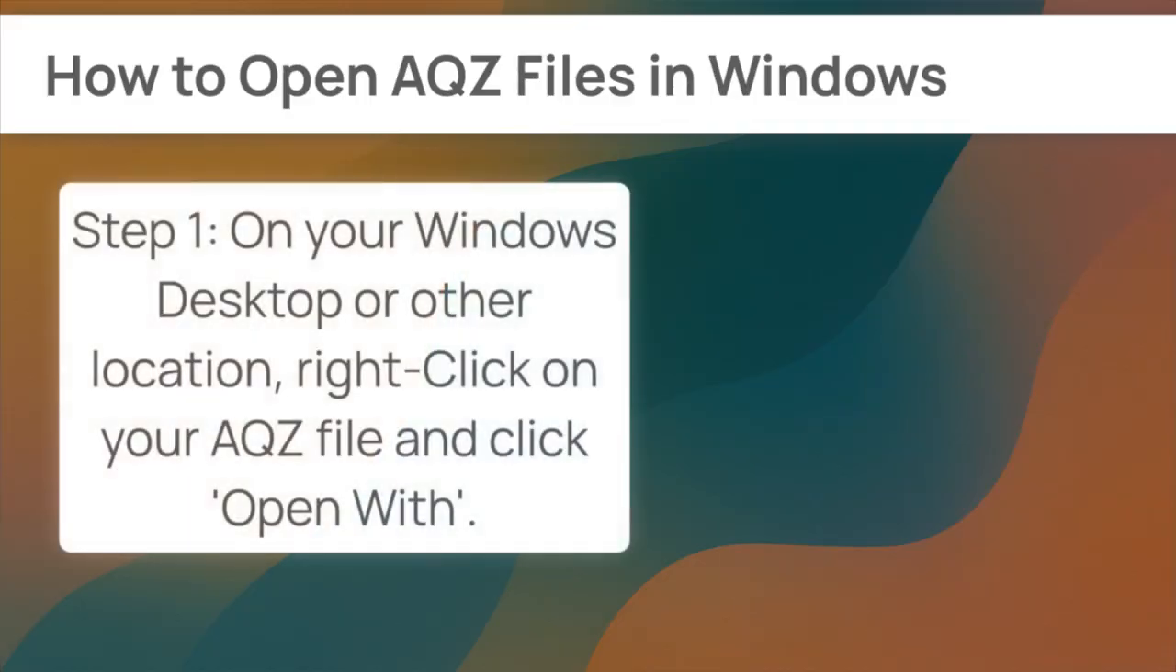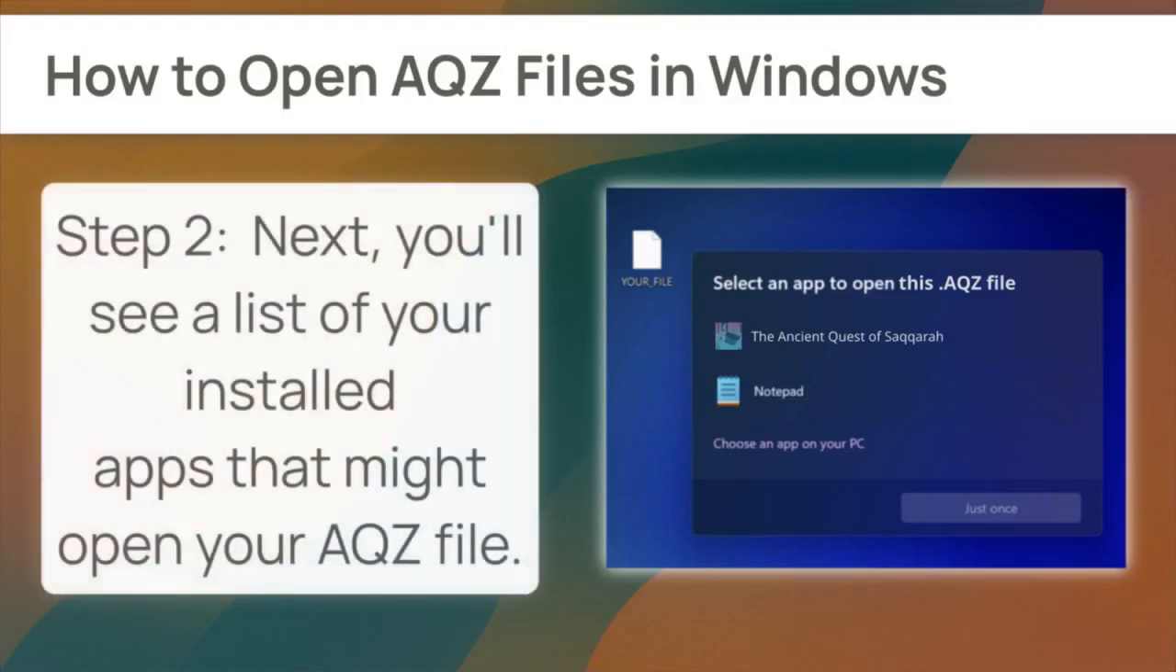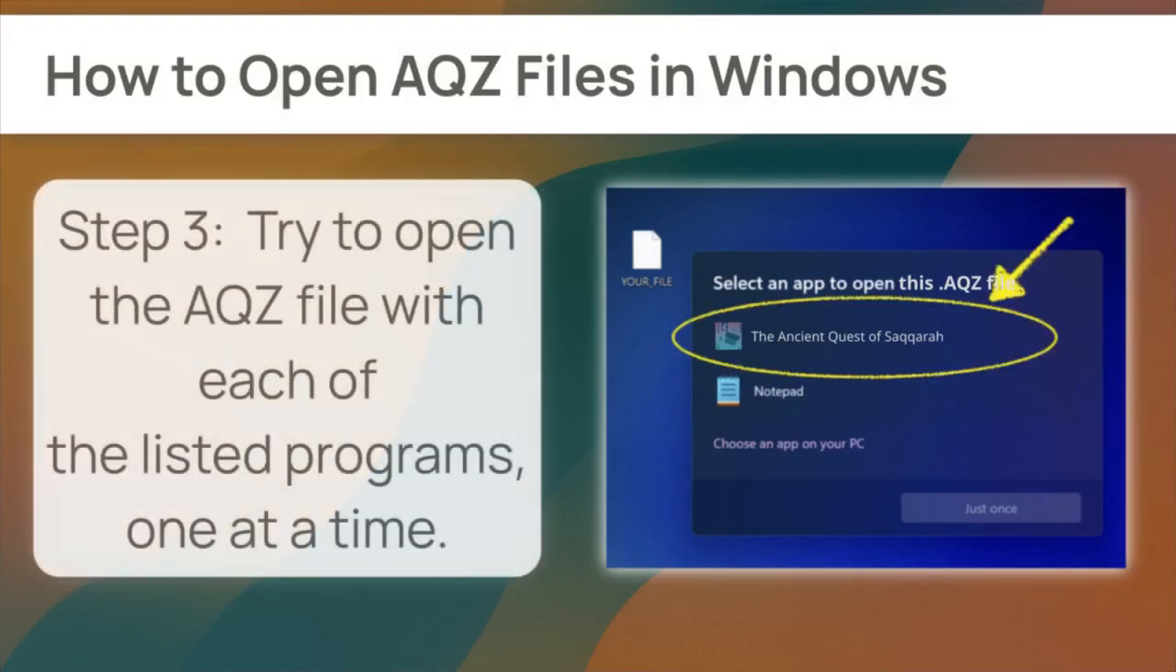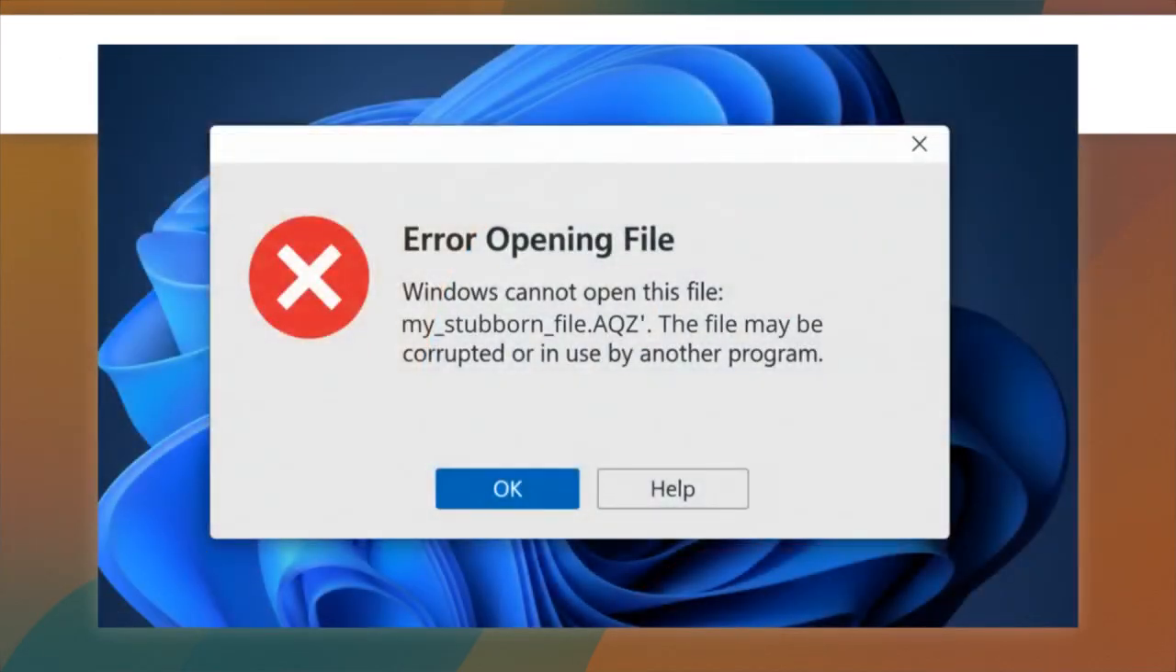The very first step is to check which program successfully reads the file's header. Right-click the AQZ file and click Open with, then test the Ancient Quest of Saqqarah if present. If it is unavailable, select another program. We need to check every option. If you still can't open the AQZ file, it's okay.